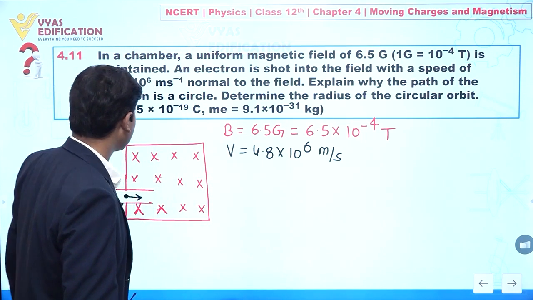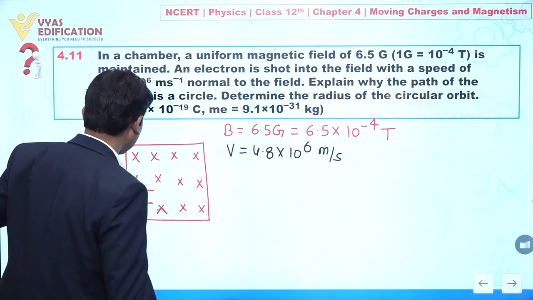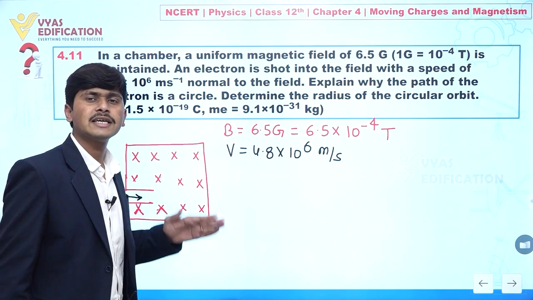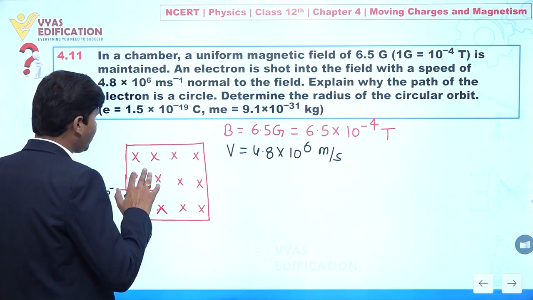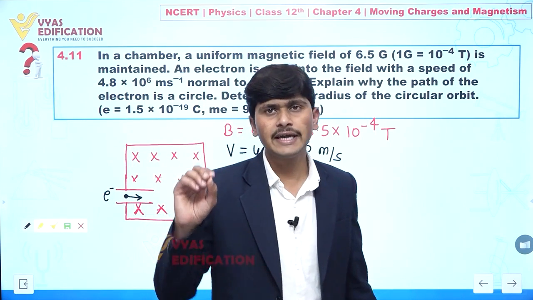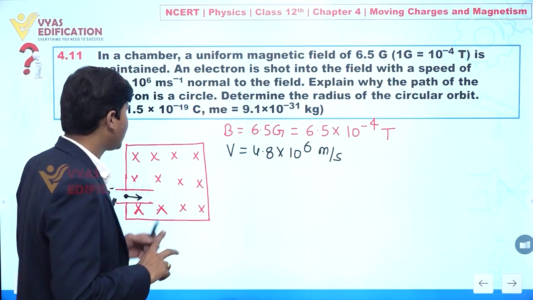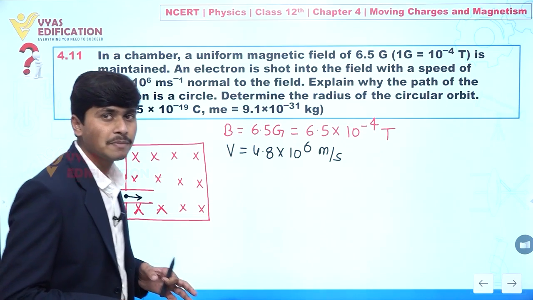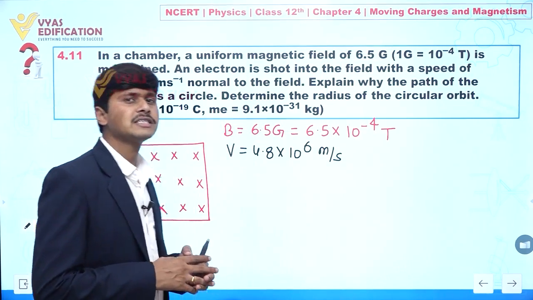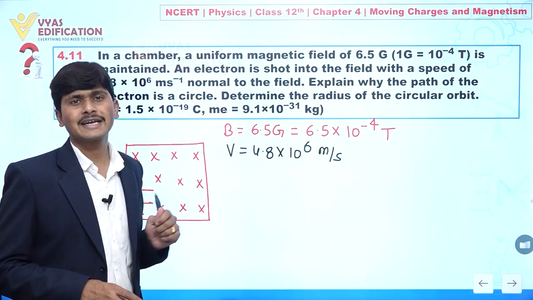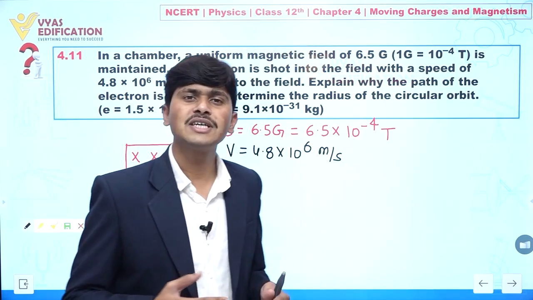Now listen carefully. The magnetic field is perpendicular to this screen and the electron is going in this direction, that is, in this plane. Let's suppose we have any charge and that charge is moving in a magnetic field. Whenever a charge moves in a magnetic field and the magnetic field is perpendicular to the motion of the charge, at that time a centripetal force will act. We can also find the direction of that force by using the right hand thumb rule.